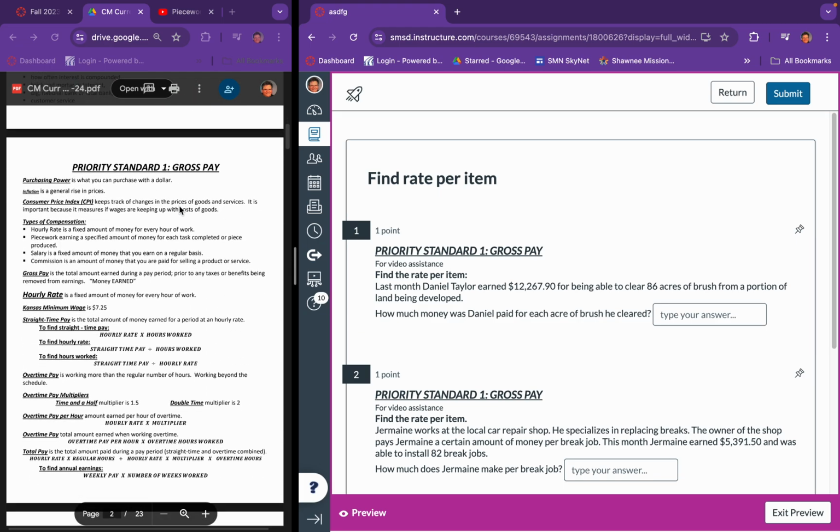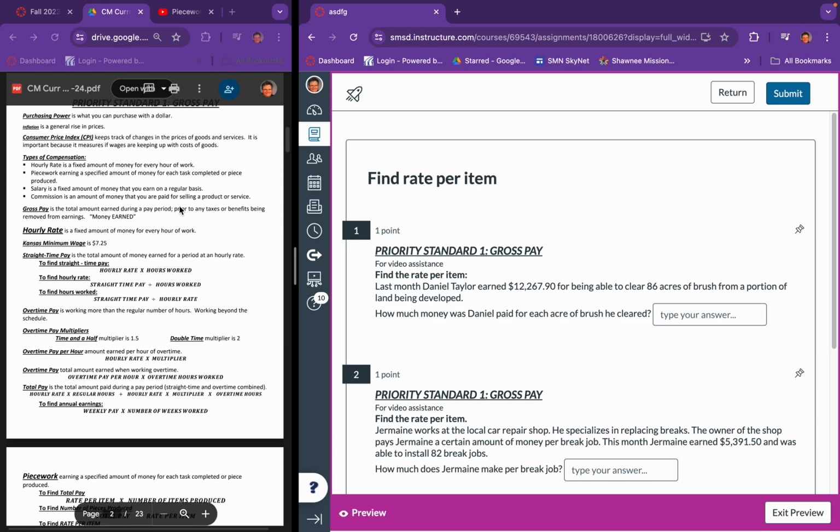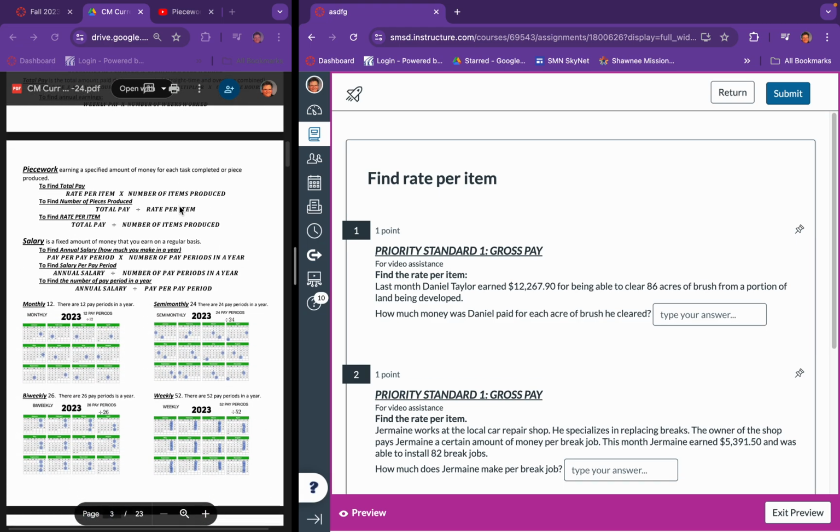So first of all, let's go over here to our notes, and we're in standard 1 gross pay, but we are right here where we talk about piecework. And it is to find the rate per item. So we're going to take the total amount of money the person is paid, and we are going to divide it by the number of pieces, the number of items the person produces. So how many items were they able to make for that amount of money?